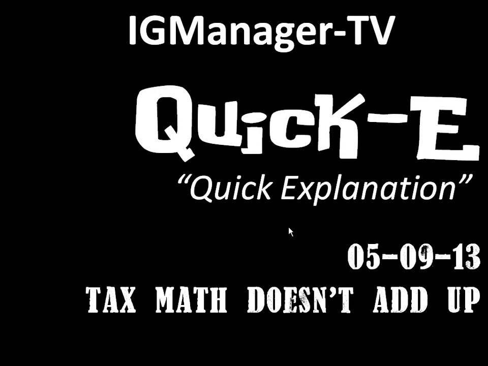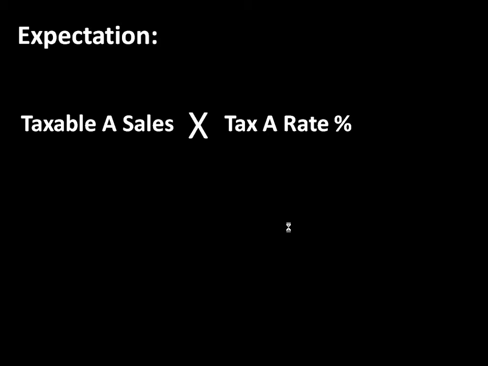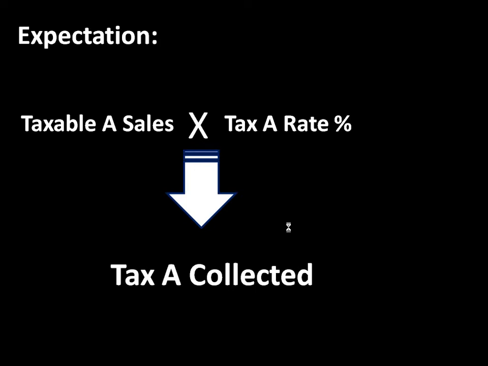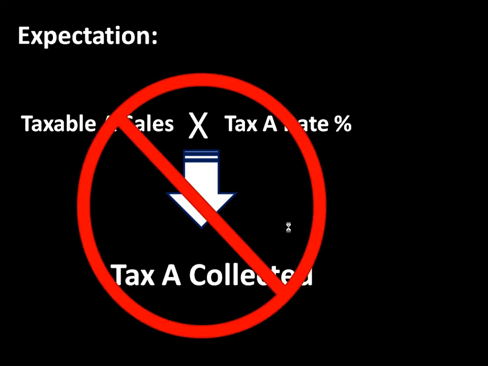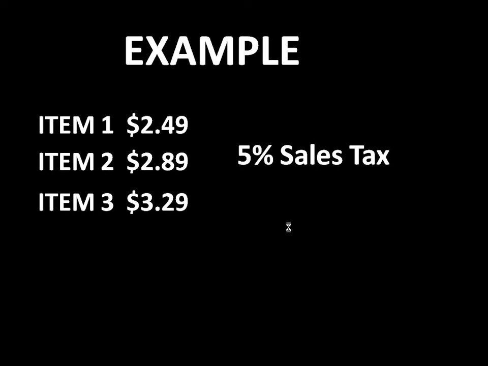This is really not an IG Manager problem. This is more of a point-of-sale accounting type problem. What I'm talking about is there's an expectation that if I take the point-of-sale's taxable A sales and multiply that by the tax rate for tax A, I should get the same number as my tax A collected. In reality, this never matches. And you say, well, why? It doesn't make any sense. It should match. Well, let's look at an example.